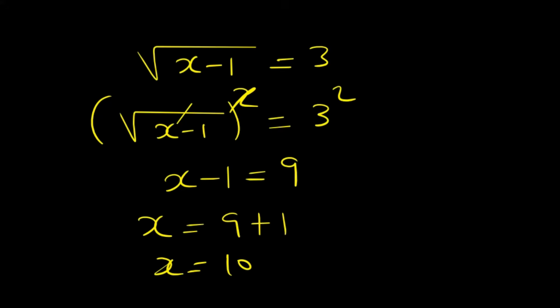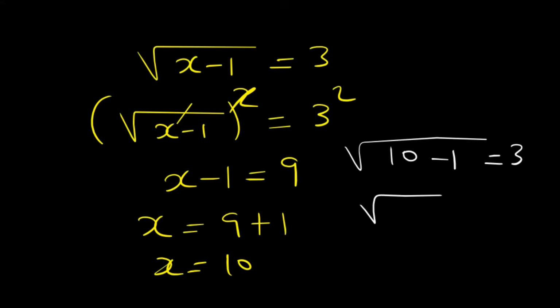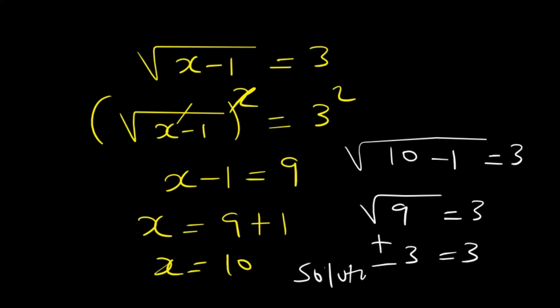So this 10, try to put it in the equation to see if it's going to balance. Where there's x, I'm going to put 10. So the square root of 10 minus 1, that is 9, is equal to 3. What is the square root of 9? Positive or minus 3 is equal to 3. So in this case, the solution is only 3, not negative 3. So that is the solution set. That's how we solve these radical equations.